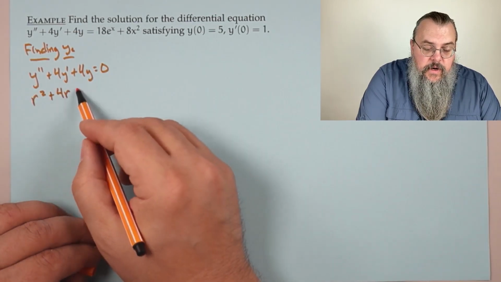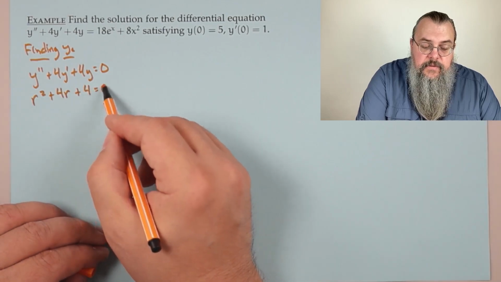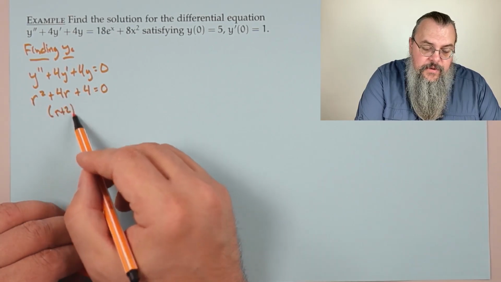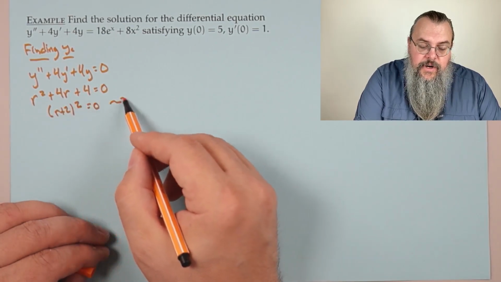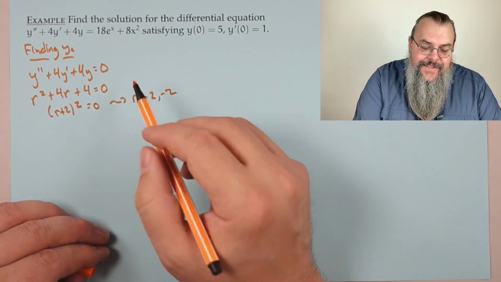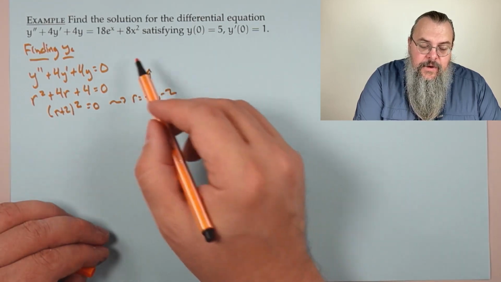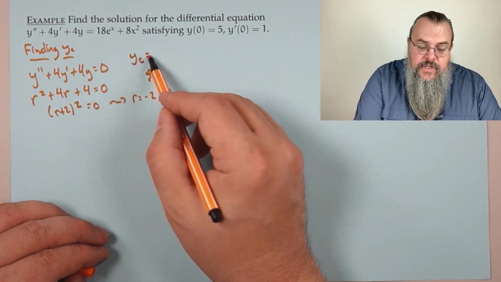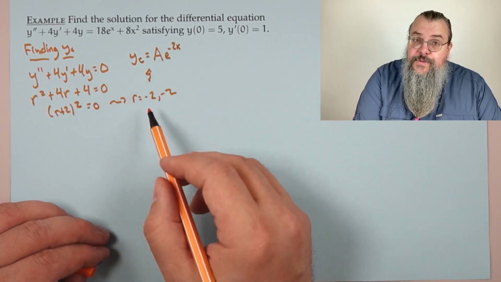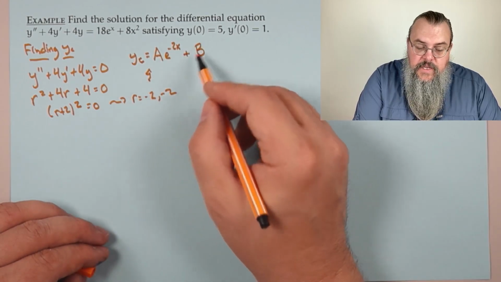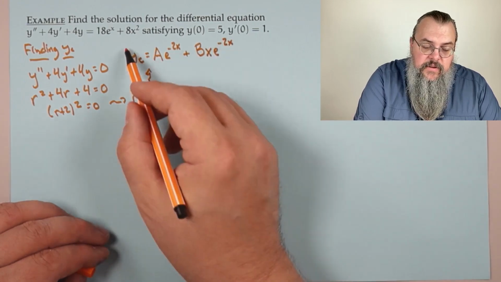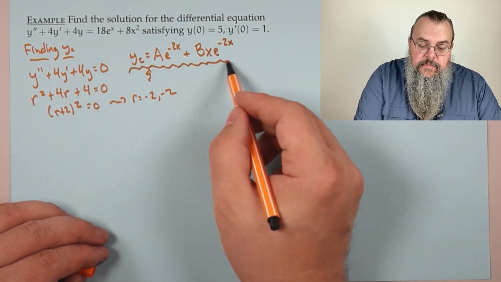r squared plus 4r plus 4 equals 0. Does it factor? It does. This is (r plus 2) squared. And so our roots are minus 2 and minus 2. In other words, repeated roots. Translating this back, our complementary solution is something e to the minus 2x, that's from the first root, plus something, and because it's minus 2 again, we have to do a bump, x e to the minus 2x. Okay, so it's not the full answer, but it's an important part.